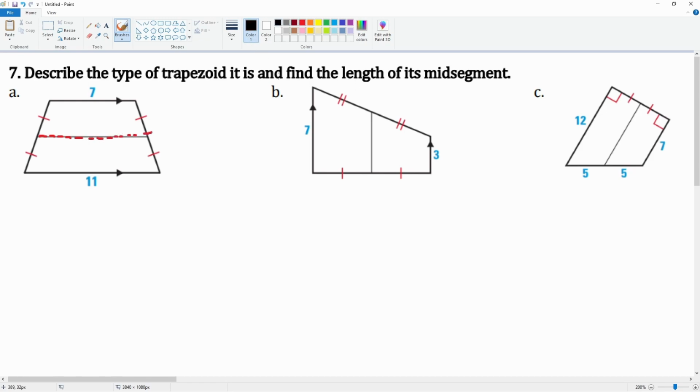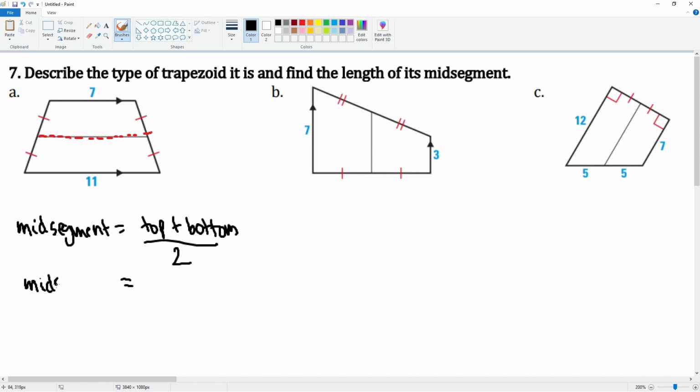Right? So the equation is that the midsegment is going to be the top length plus the bottom length divided by 2. It's essentially the average, right? So I can use the midsegment is equal to 7 plus 11 divided by 2. That is 18 over 2. That makes it 9. That means this value here is 9.